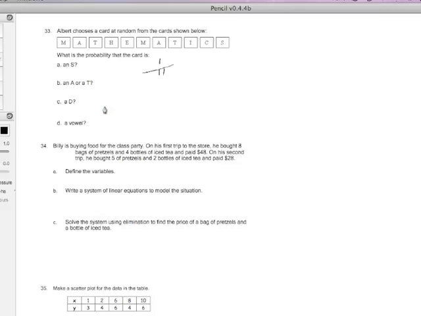What's the probability of an A or a T? Well, again, there are 11 possibilities. An A or a T, what counts as a success? If I get an A or a T, it counts as a success. So let's count all the successes. An A, 1, or a T, 2, or an A, 3, or a T, 4. So there are 4 out of 11.